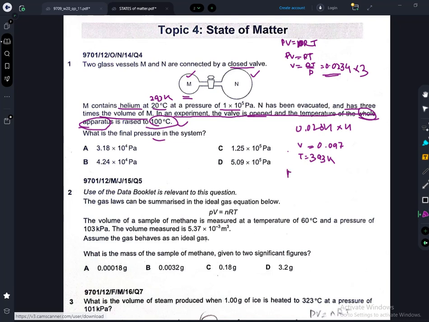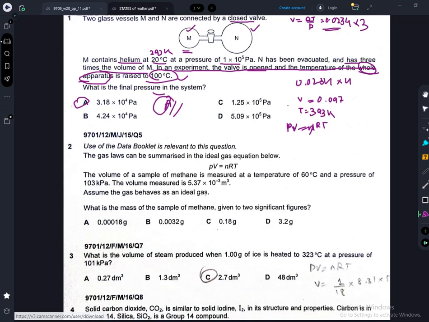Now you're going to put this whole thing in your PV is equal to nRT expression. Again, you are going to ignore n because the number of moles will remain the same. So you will get your answer A, and A is your right answer, folks. Be careful, be careful, I repeat.